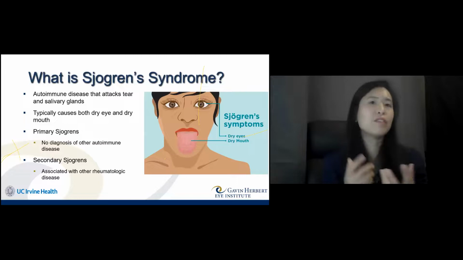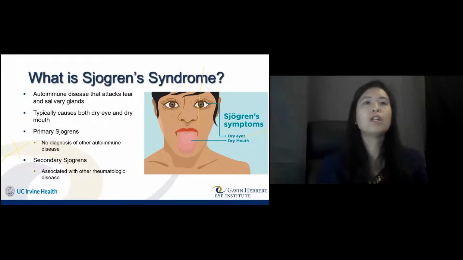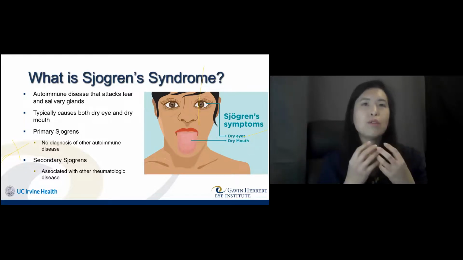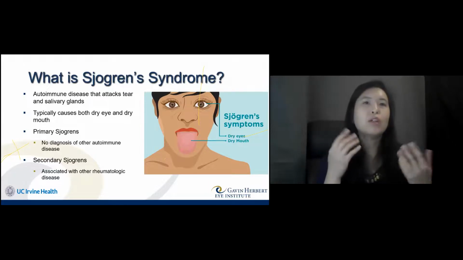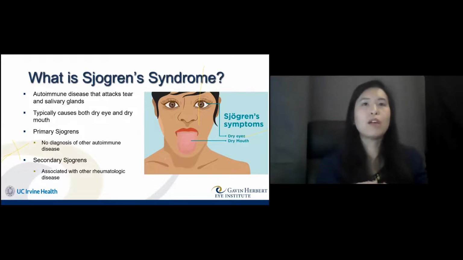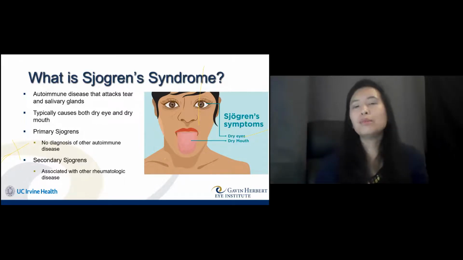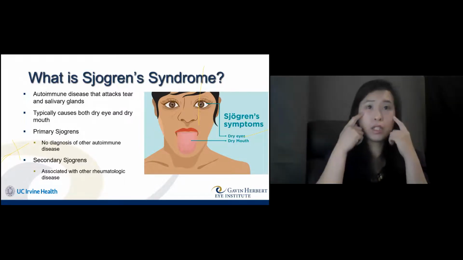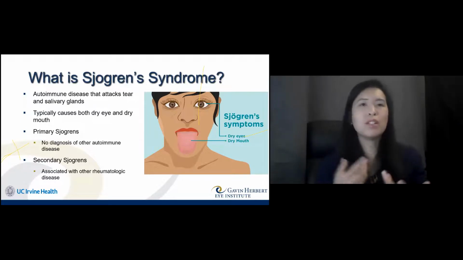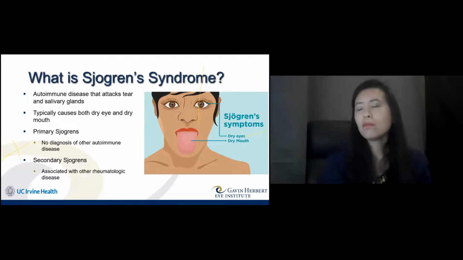And they don't always have to go together. You can have really severe dry mouth and kind of mild dry eye, or the opposite. You can have really severe dry eye and the dry mouth is not that bad. You can have the right eye much worse than the left eye, and then the dry mouth is in the middle. Any of those are possibilities.